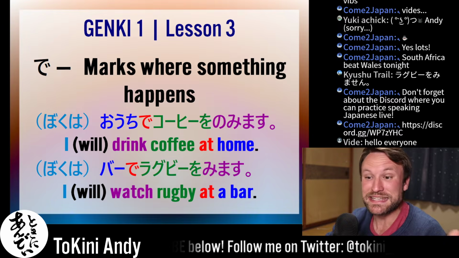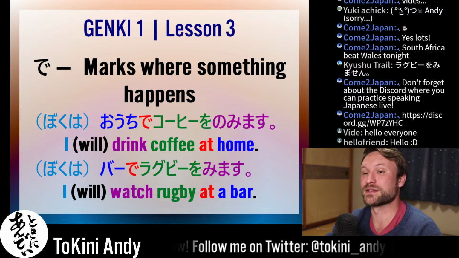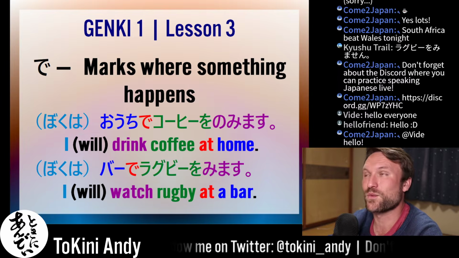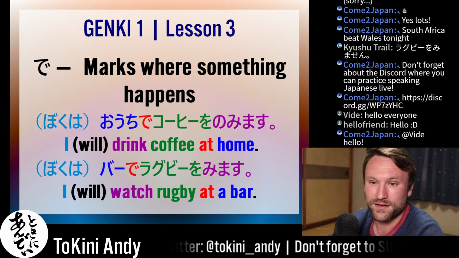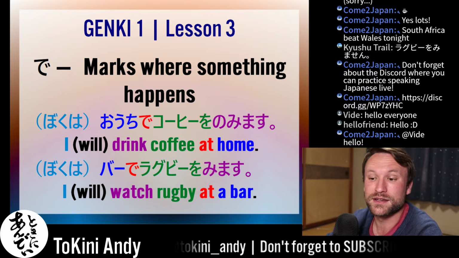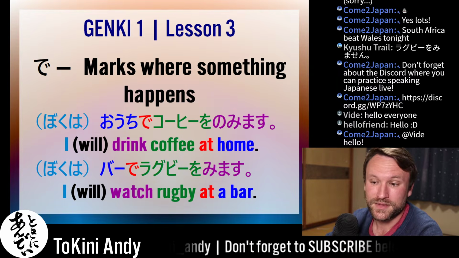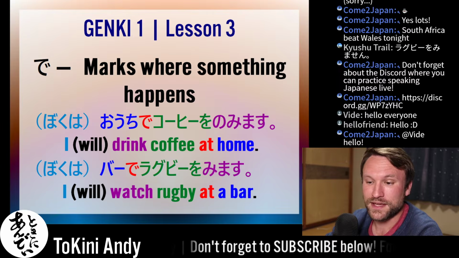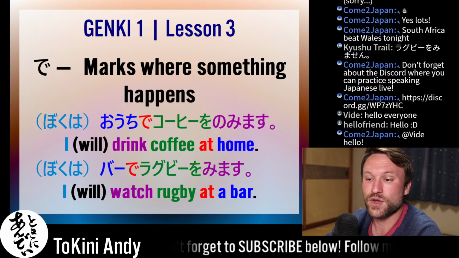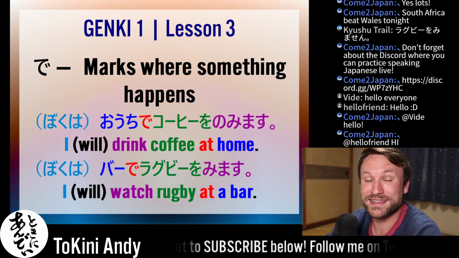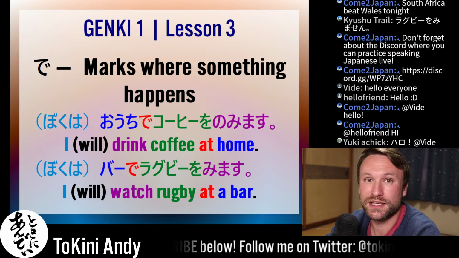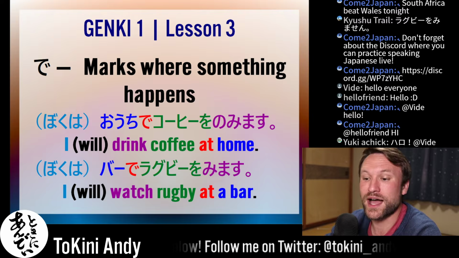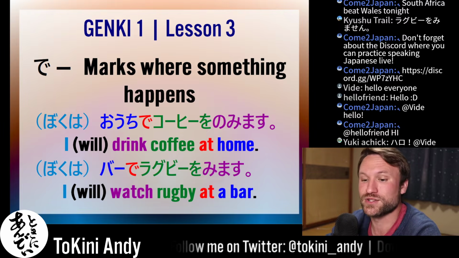So anyway, de marks where something happens in this case. So it marks where I do something. So if I do something at home or if I do something at wherever. So here's the sentences I made for de. It's the same as before, except we say ouchi, which is home, de, so at home, ouchi de kohi o nomimasu. So I drink coffee at home, or I will drink coffee at home.